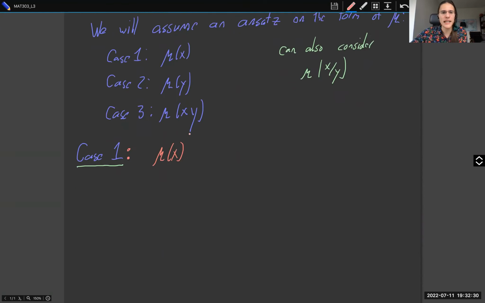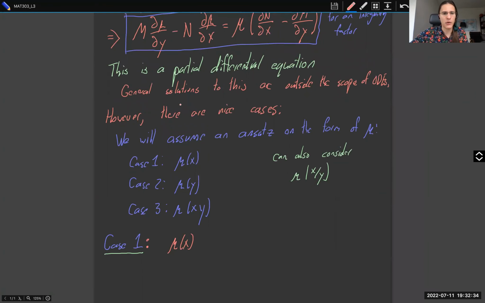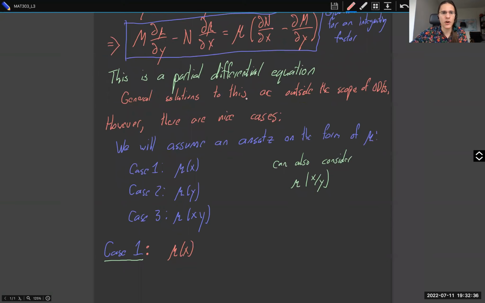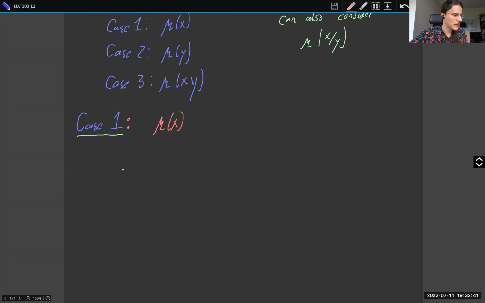Okay, so let's go to this equation for an integrating factor. I can zoom out for a second, or I can copy it over again. I'll just copy it over again. So I'll write out what the equation is: M mu partial y minus N mu partial x is equal to mu times (N partial x minus M partial y).